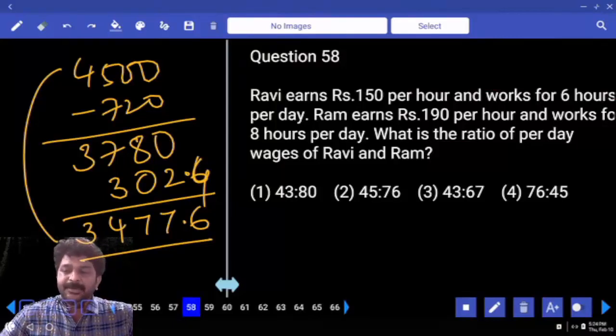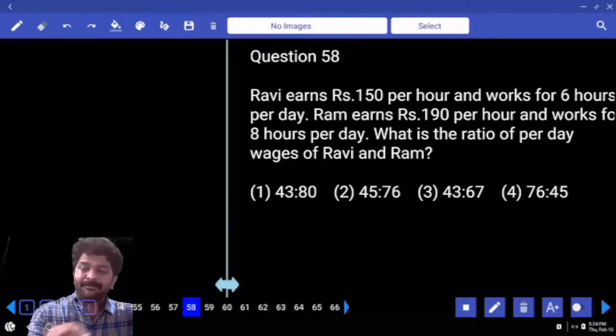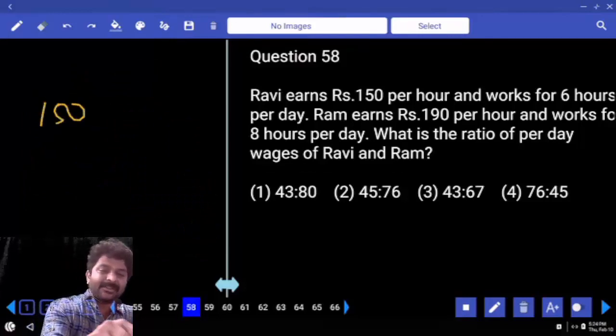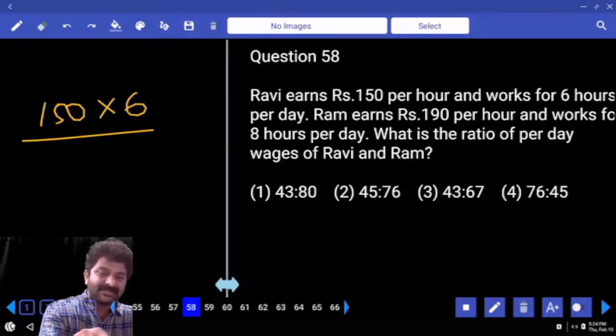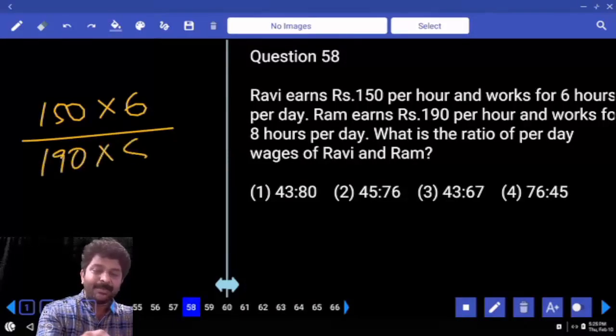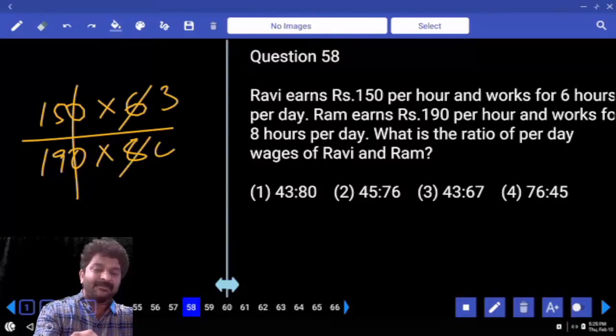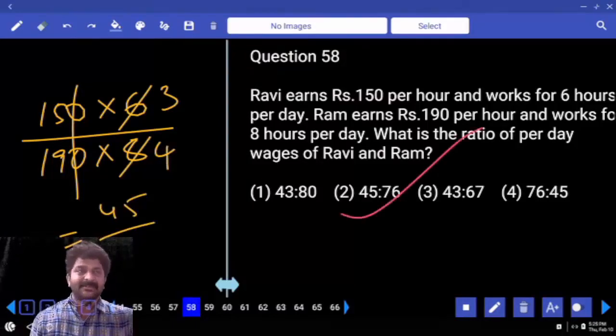Ravi earns 150 rupees per hour and works for 6 hours a day. Ram earns 190 rupees per hour and works 8 hours a day. What is the ratio of per day wages of Ravi and Ram? Ravi earns 150 rupees, like that he is working for 6 hours. Ram earning 190 rupees, per day he is working 8 hours. 0, 0 gets cancelled. 2, 3 times here and 4 times. Numerator is 45 and there is only one option, final answer.